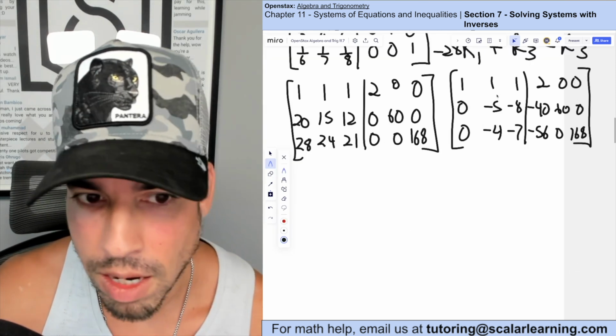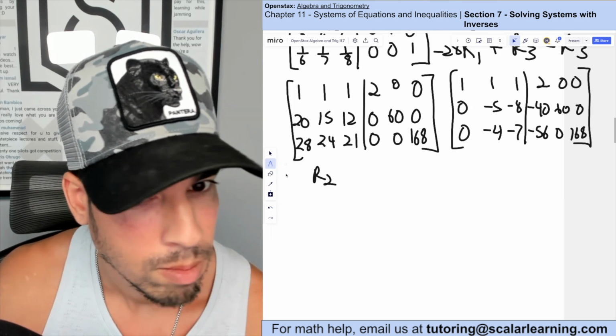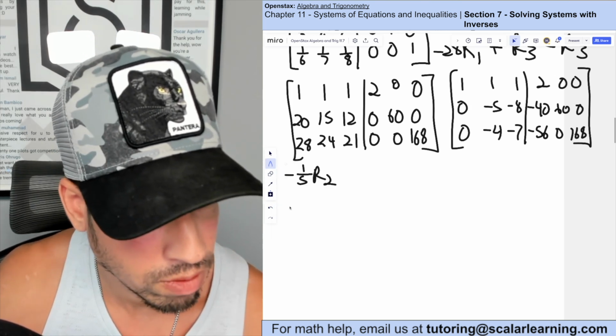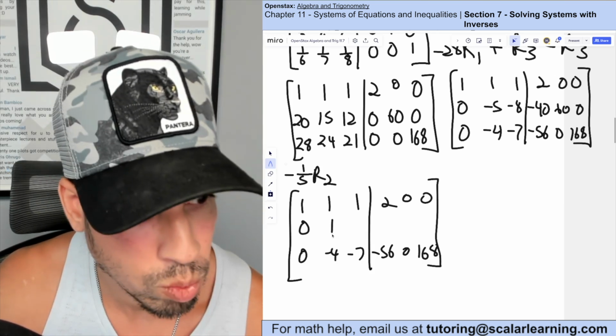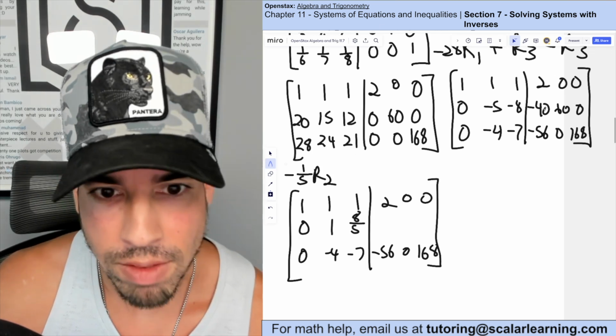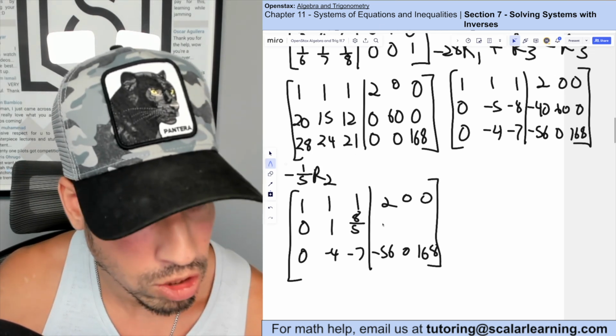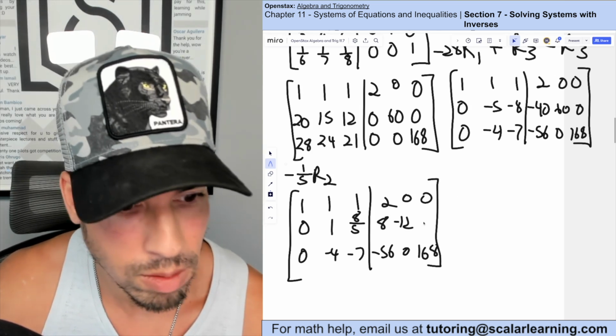Great. Next, I'd love to flip that to a positive 1. So I'm going to multiply row 2 by the reciprocal, which is negative 1/5. Let's write that out. So we got that times 0 is 0. That times negative 5 is 1. That times negative 8 is positive 8 over 5. That times 40, or negative 40, I should say, is 8. That times 60 is negative 12. And then that times 0 is 0.